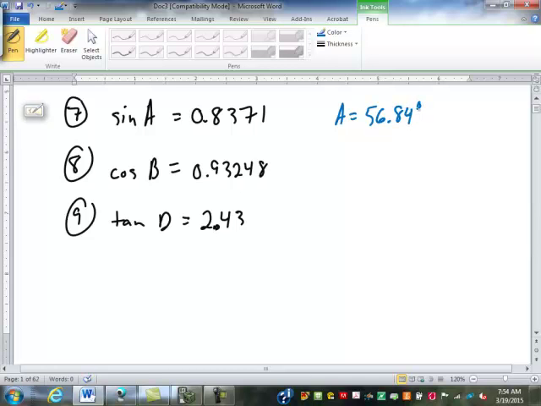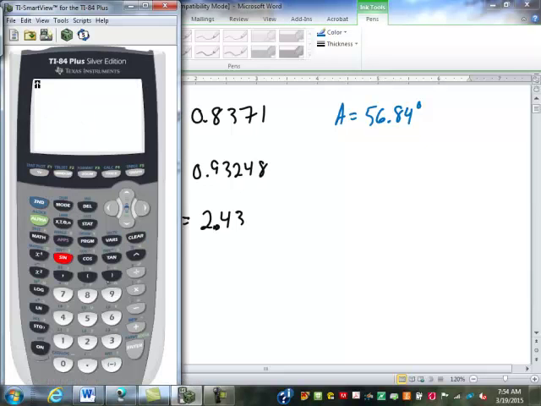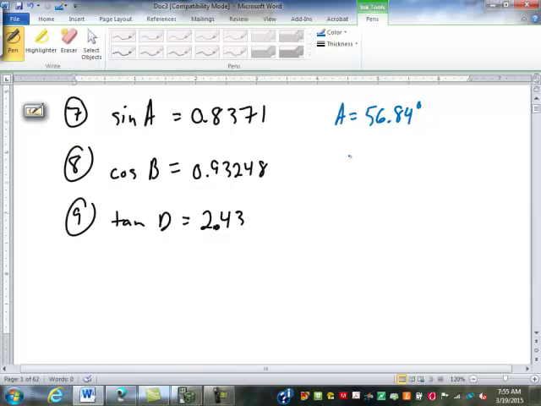Okay, so this one you're doing inverse. So this one you're going to do second sine of 0.8371. 56.84. You have to close parentheses? You should. I mean, you don't have to on this one, but you should just get in the habit. There you go, 56.84. So then B, 21 and 18, 0.18.